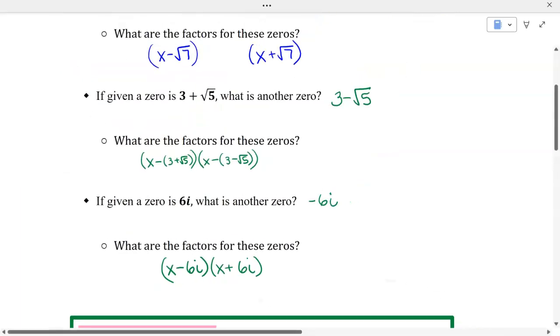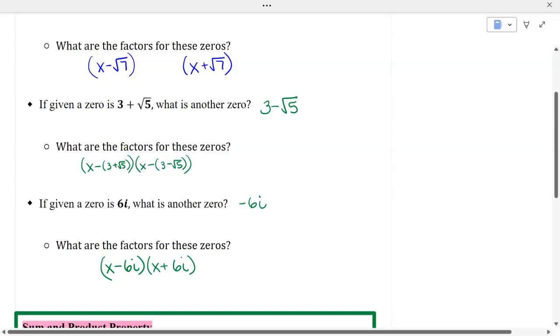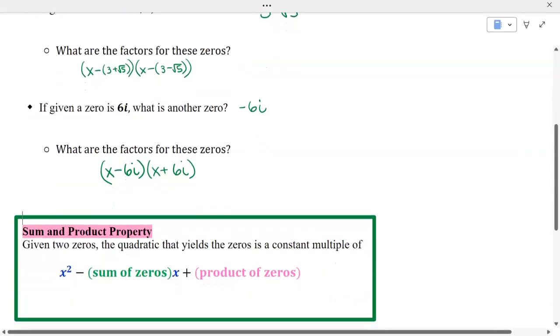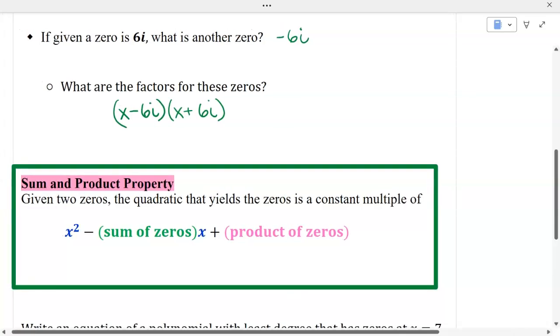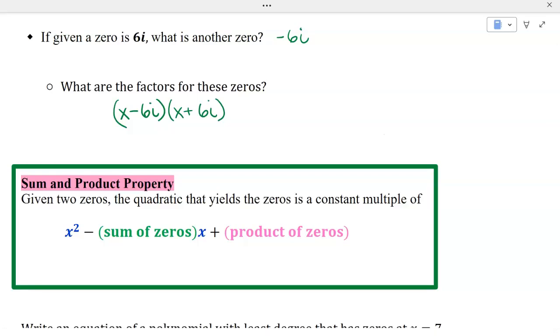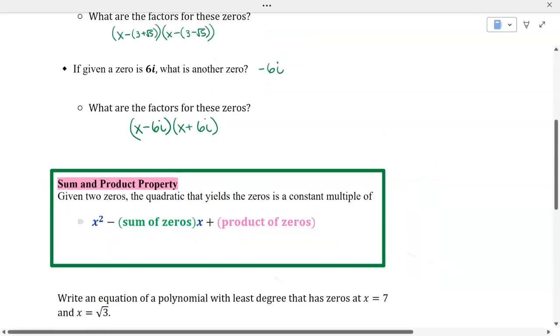Now, the reason that we say all of this is that we will need to multiply some of these, and there's an easier way to do it. It's called the sum and product property. What it says is that if you are given two zeros, you actually have a quadratic that comes from these two zeros, and the quadratic is always going to be x squared minus the sum of the zeros times x plus the product of the zeros.